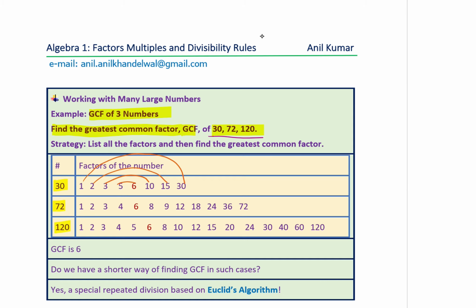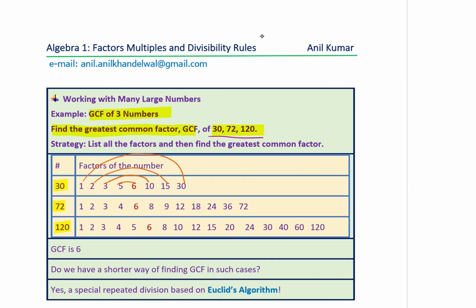So 6 is the greatest common factor of 30, 72, and 120, correct? You can check yourself. All these numbers, 30, 72, and 120, are multiples of 6, right? And that is, when you list it out, the greatest number which will be the factor of these, correct? Now, from here, we have learned a very important strategy.